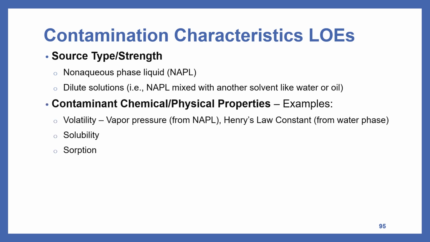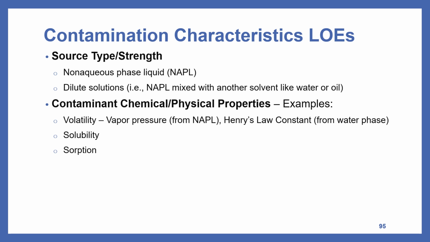Contaminant chemical and physical properties can be really important for understanding potential for VI. So, think about volatility. In that case, we're talking about vapor pressure for volatilization from the actual NAPL, or Henry's law constant for volatilization from the water phase, be it soil moisture or groundwater, as well as other factors such as solubility, absorption, etc.